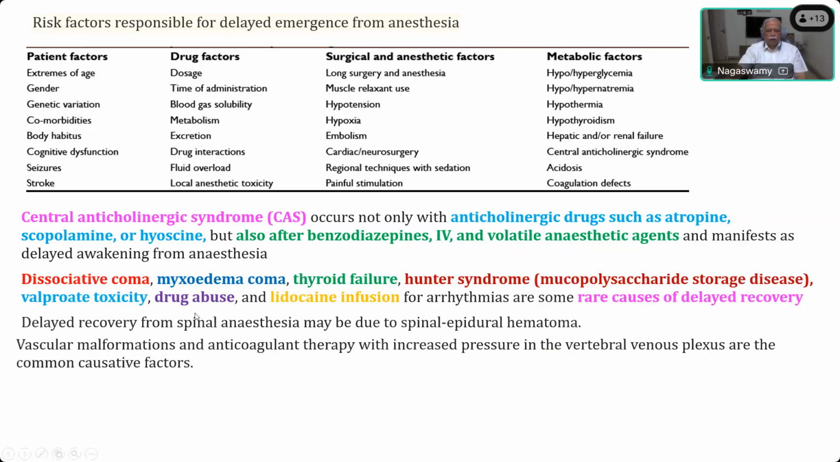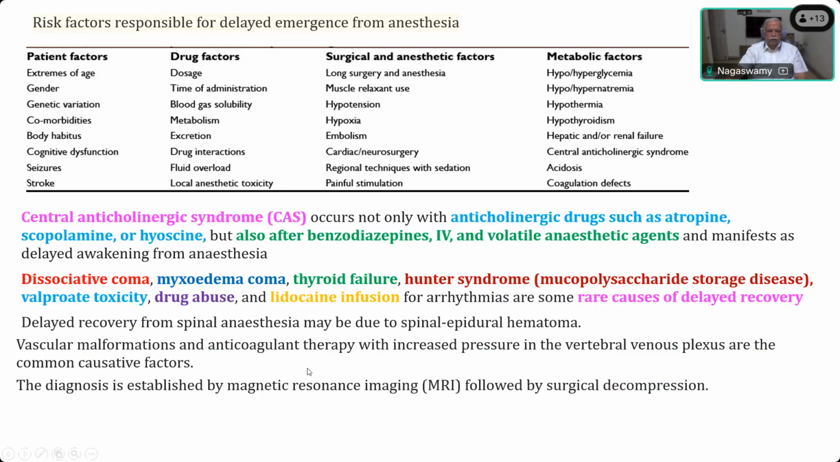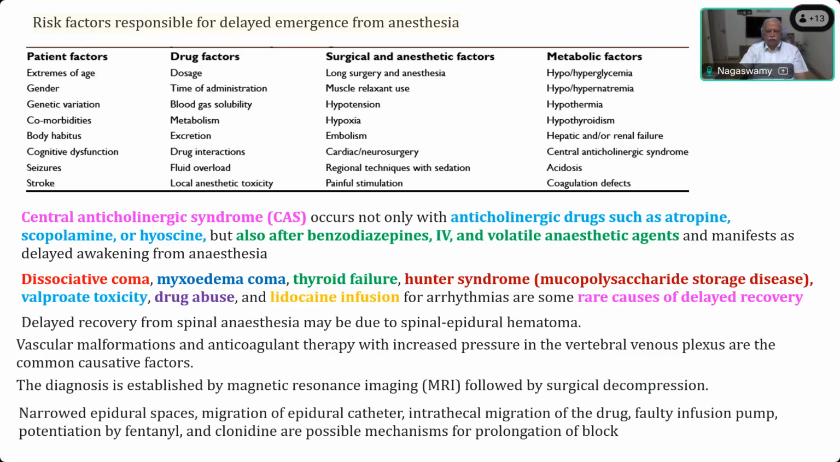And apart from general anesthesia, sometimes delayed recovery occurs after regional anesthesia if there is a spinal or epidural hematoma, which can happen because of vascular malformations or anticoagulant therapy, which indirectly causes an increase in the venous pressure. That is diagnosed only by an MRI and is to be treated by surgical decompression. And the epidural catheter, intrathecal migration, faulty infusion pumps, and potentiation by fentanyl and clonidine, which are added as additives to the local anesthetic, can also be the cause of delayed recovery.